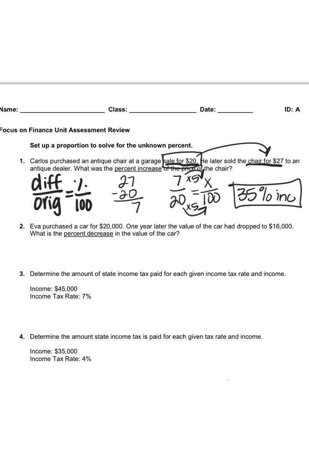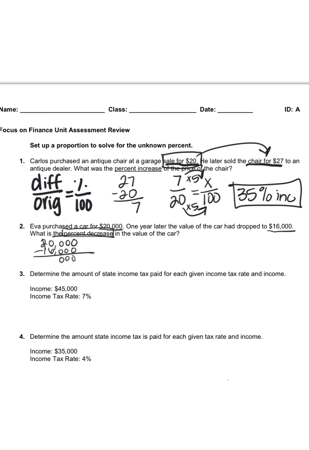I'm going to do the same thing except for number 2. Eva purchased a car for $20,000. Then the price of the car later dropped to $16,000. What is the percent decrease in the value of the car? All right, so this is also another difference over original. So I'm going to find my difference here. So 20,000 minus 16,000. 0 minus 0 is 0.